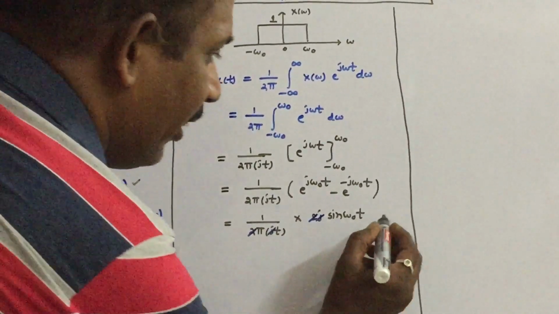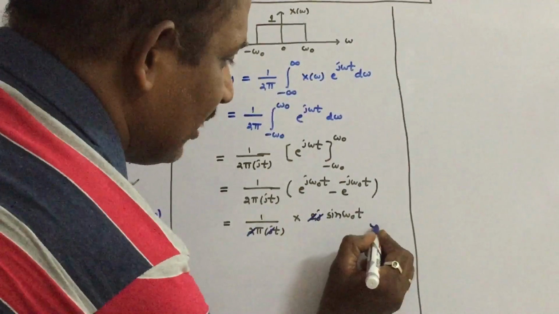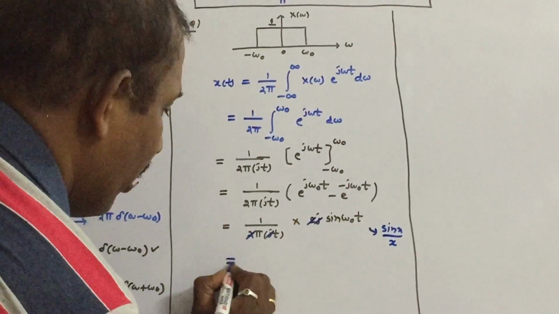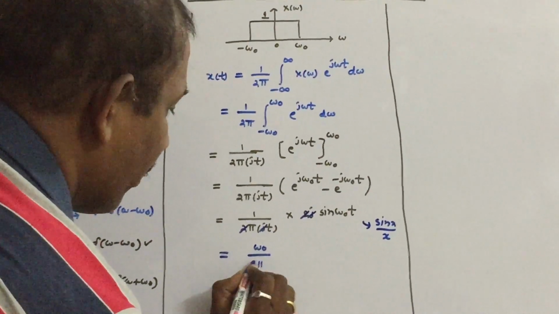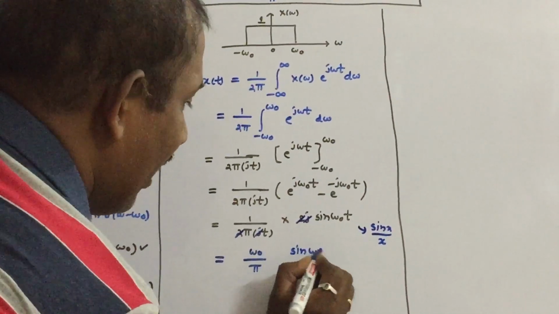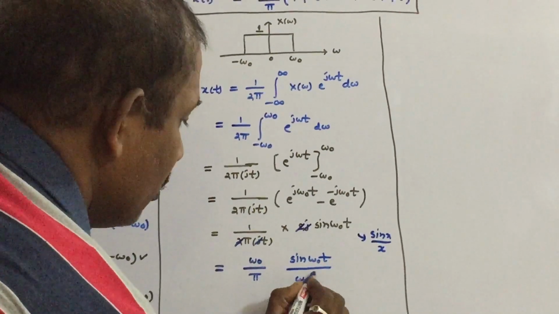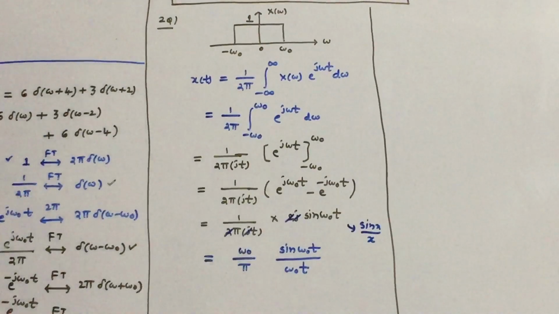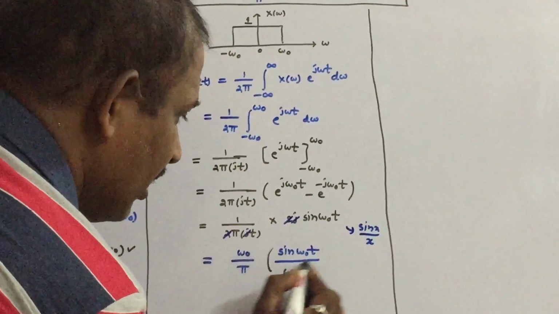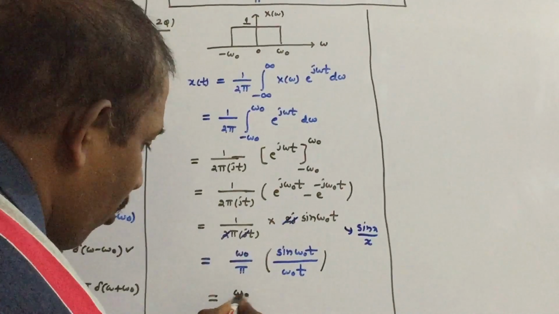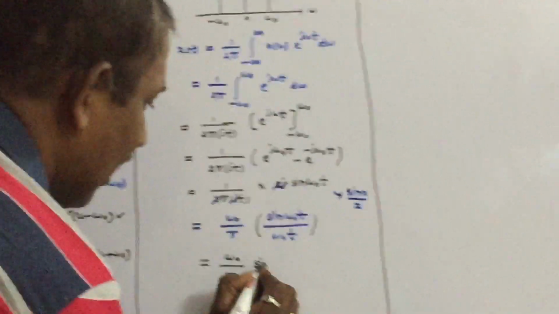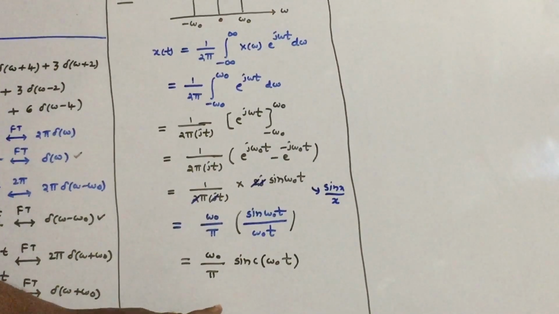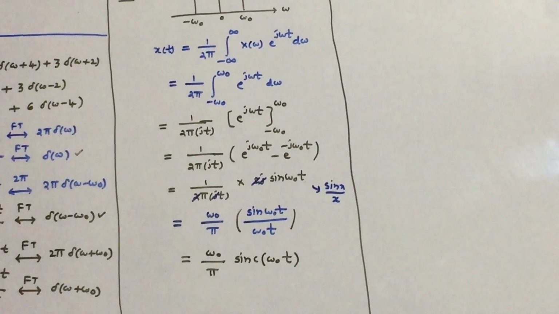So let us convert this formula into sin x by x format, so that you can write it as sinc. I am writing it as omega 0 by pi, keep it as this, sin omega 0 t by omega 0 t. You can see that omega 0 gets cancelled out, and pi t will remain. So this term can be written as omega 0 by pi into sinc of omega 0 t. So this is the answer for this problem.